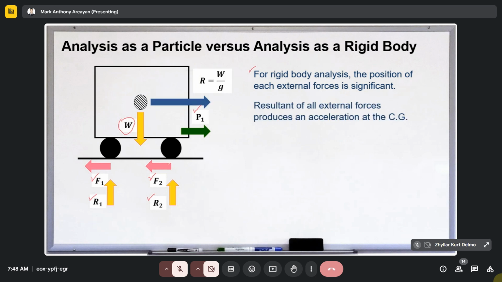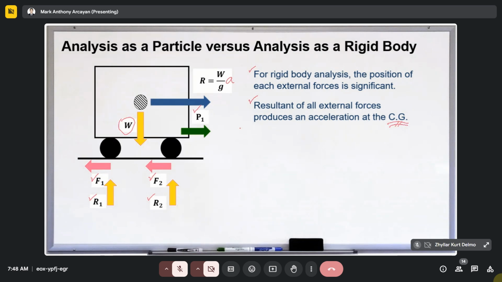The second one is you have to sum up all the external forces using D'Alembert's principle. The summation of forces is equal to the mass times, I forgot to put here, the acceleration. So mass times acceleration. And then, following D'Alembert's principle, this resultant force can now be placed at the center of gravity.